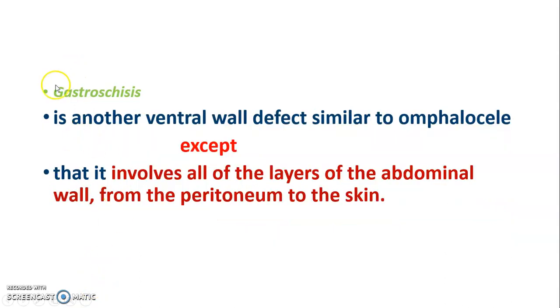Now the gastroschisis. It is also a form of ventral wall defect like omphalocele, except that it involves all the layers of the abdominal wall, starting from skin to peritoneum. All the layers of the abdominal wall are absent or defective.